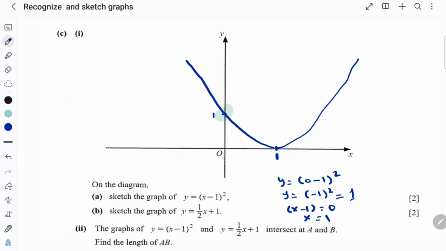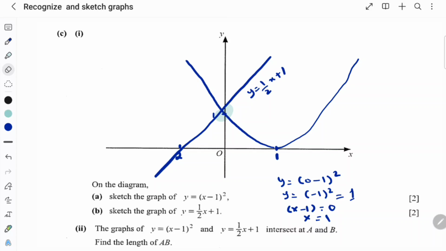So the next one is y is equal to half x plus 1. It's up to you: either you take the rise over run. Rise is 1, run is 2, and the y-intercept is 1. So you will have to connect this. So it's a straight line, y is equal to half x plus 1. I have drawn it with rise over run. Rise is 1 and run is 2. So that was the 2 marks question for the sketching.